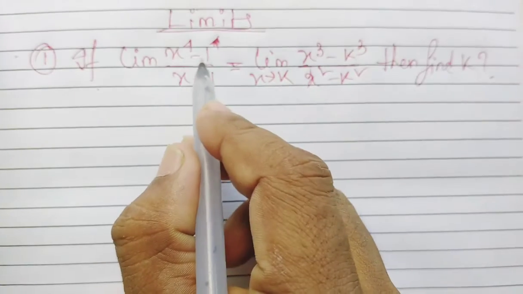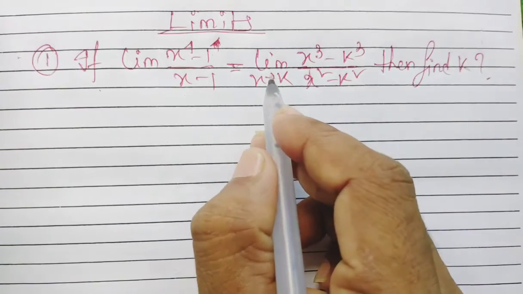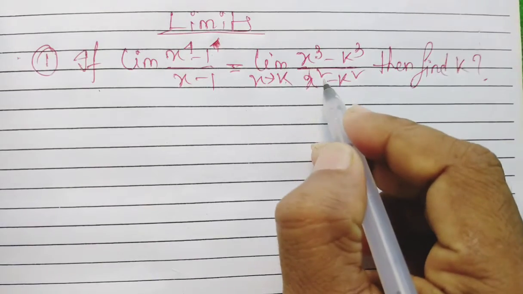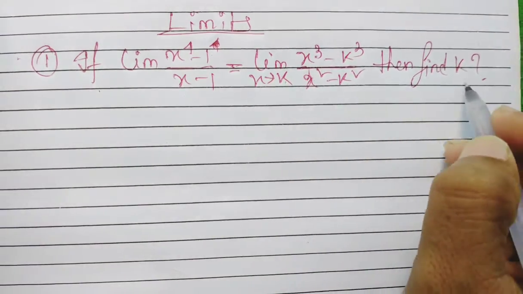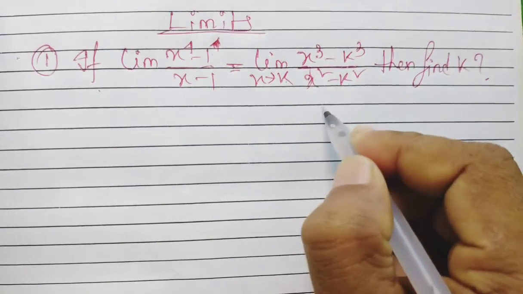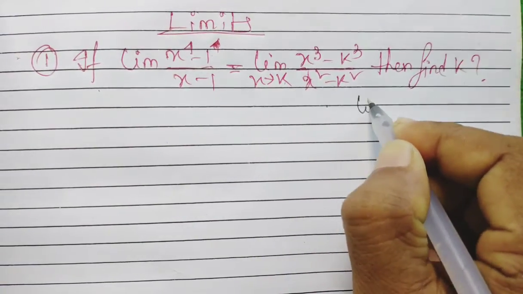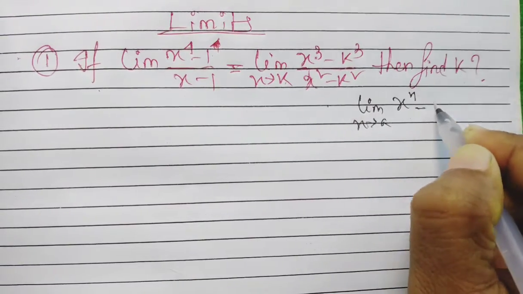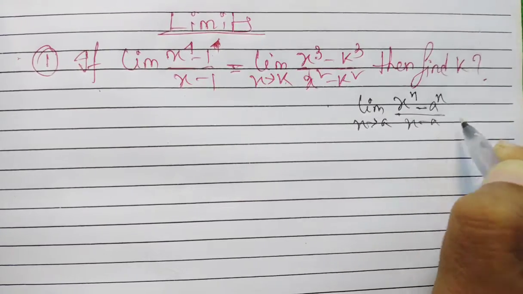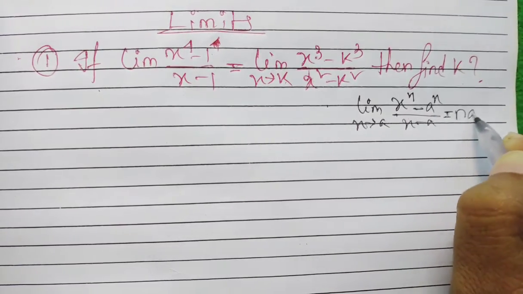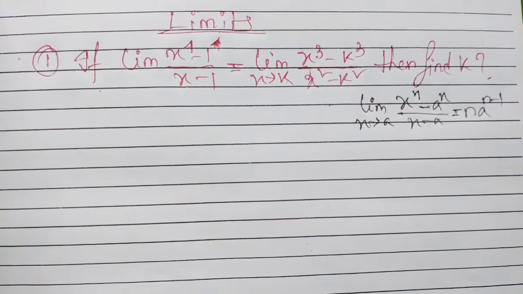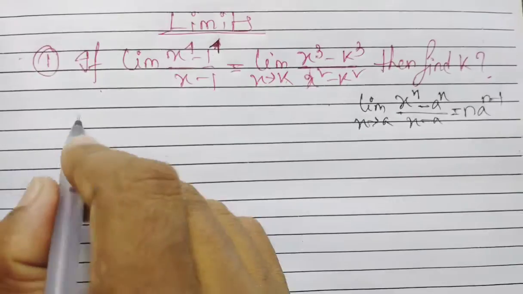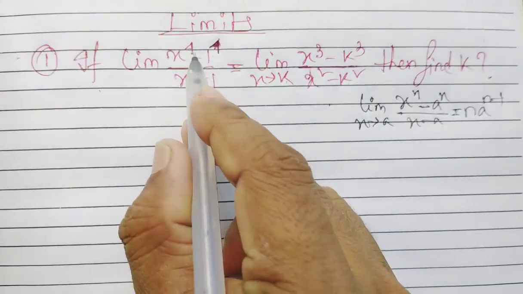If the limit of (x to the power 4 minus 1) by (x minus 1) is equal to the limit as x tends to k of (x cube minus k cube) by (x square minus k square), then find k. For this question we have to use the formula: limit of x tends to a, (x to the power n minus a to the power n) by (x minus a), and the formula is n a to the power n minus 1. Here 1 to the power 4 means n is equal to 4.